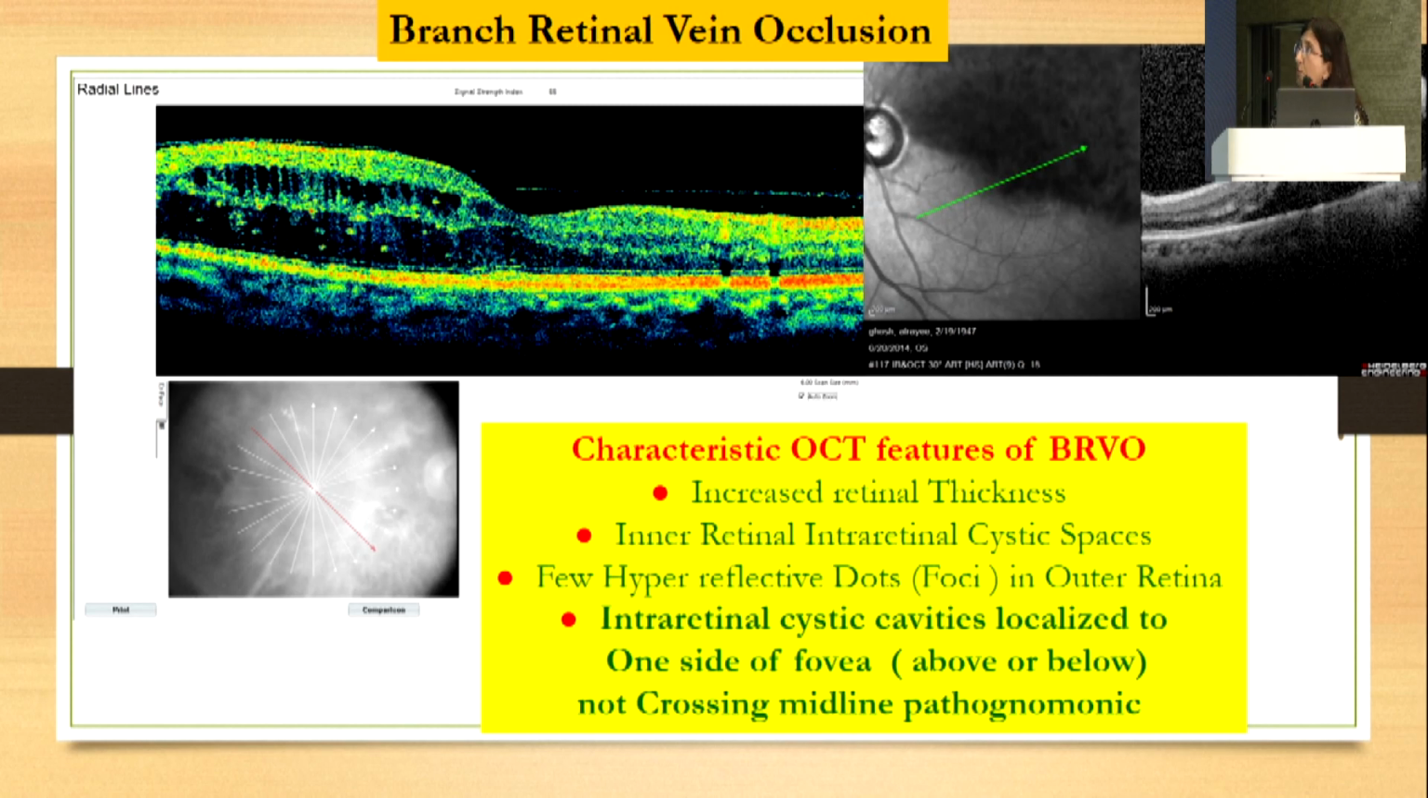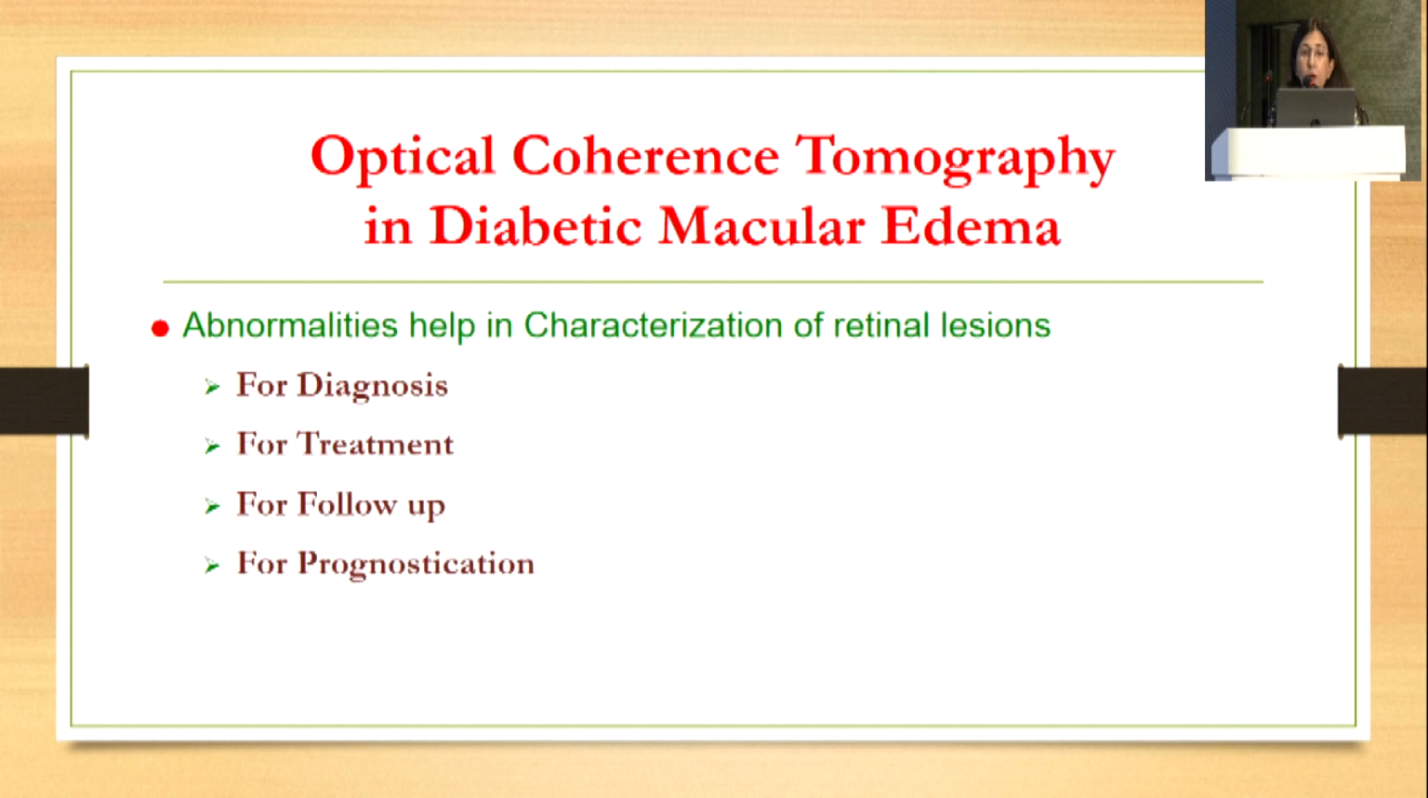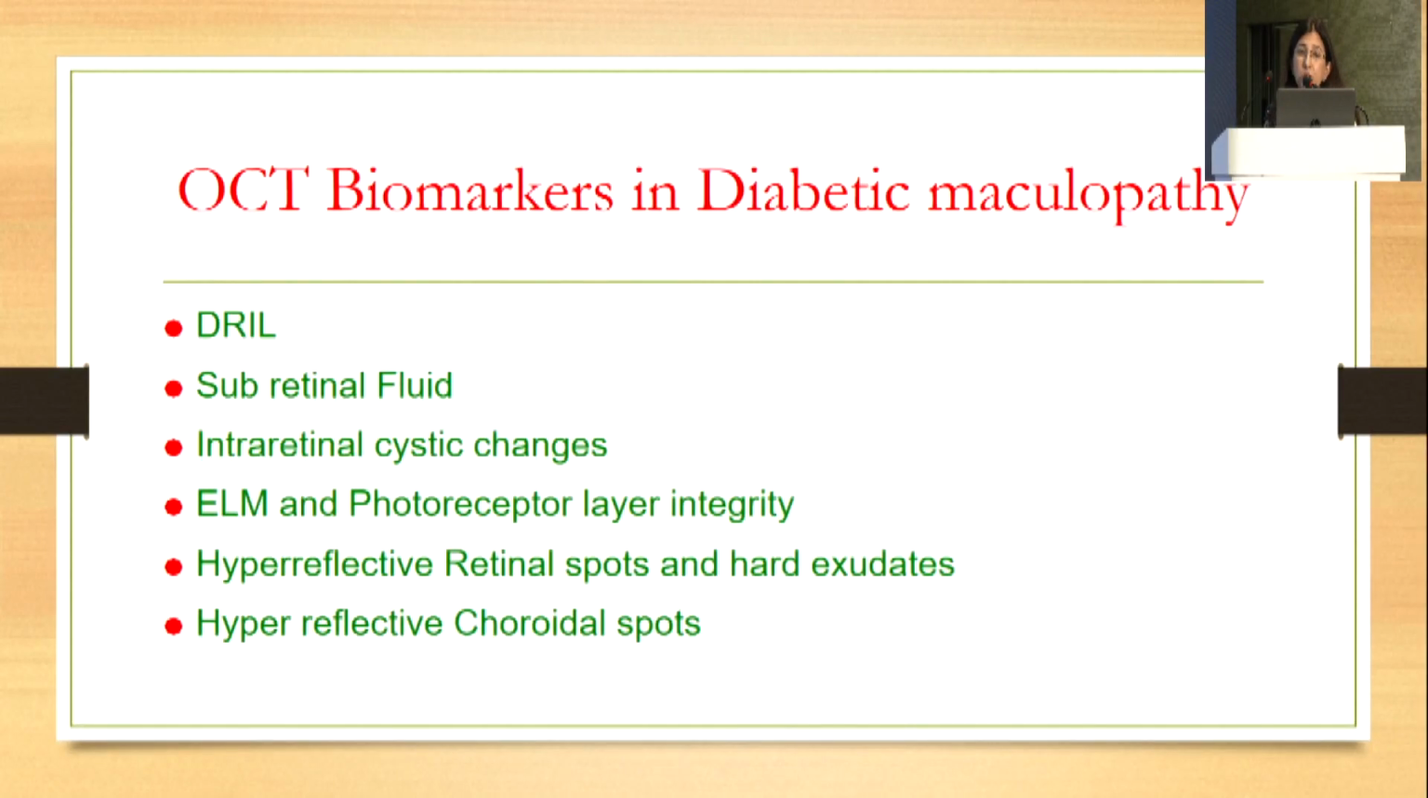So you see edema on one side of the fovea, you are sure that this is BRVO. Now coming to one of the very common conditions, diabetic macular edema. Again, OCT here is a very, very important tool. There are some very important OCT biomarkers in diabetic maculopathy. So this you should know: DRIL, subretinal fluid, intraretinal cystic changes, ISOS junction integrity, and the hyperreflective retinal spots.